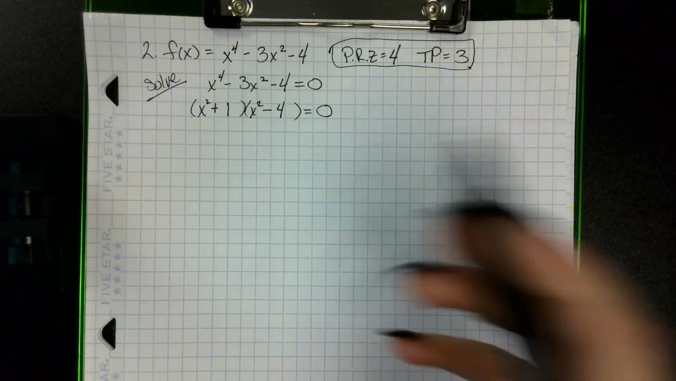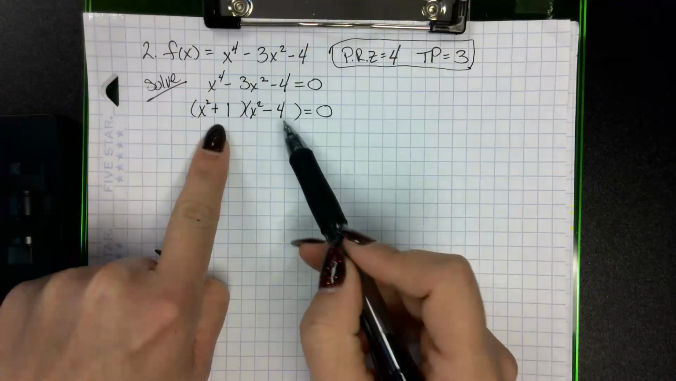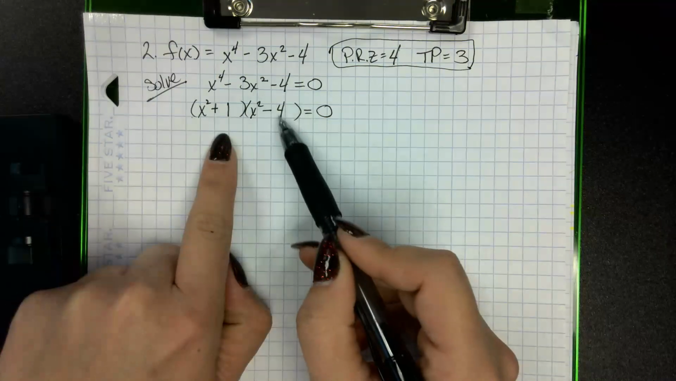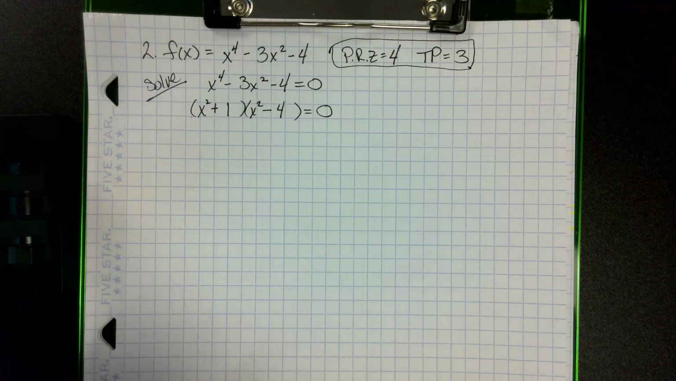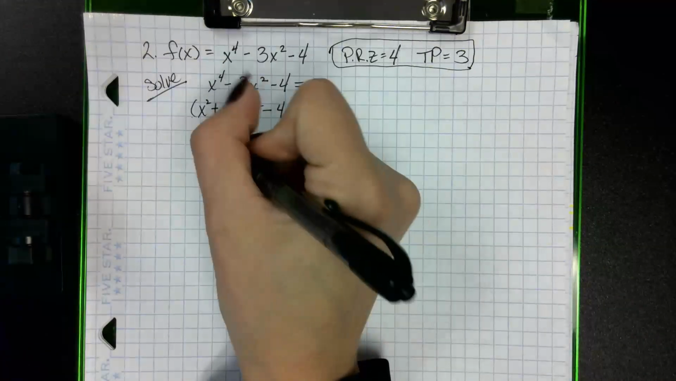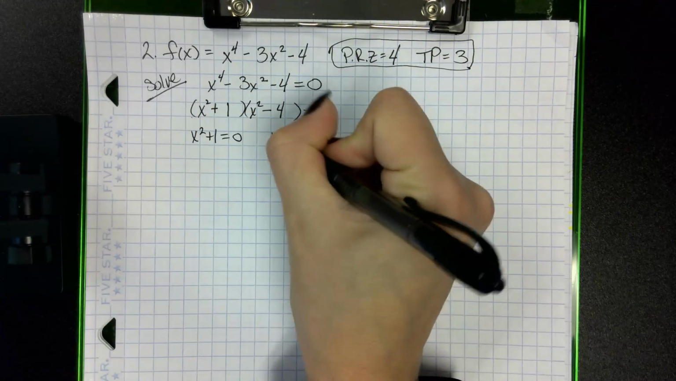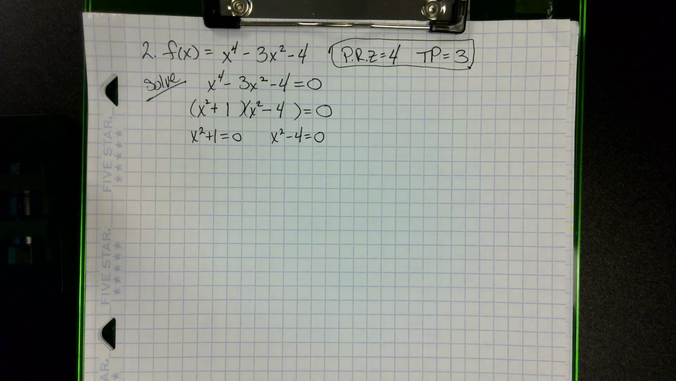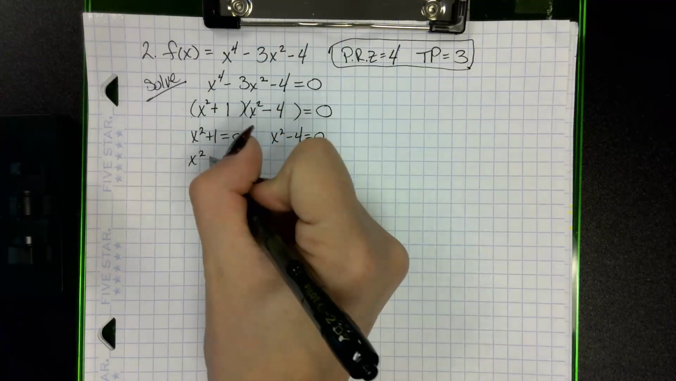I could do a quick check on this. X squared times x squared does give me x to the 4th. And positive 1 and negative 4 gives me negative 4 if I multiply. And if I add to the middle, I have negative 4 plus 1 is negative 3. That works. So I have factored. Now I need to solve. To solve, I set each factor equal to 0. So I have x squared plus 1 equals 0. And I have x squared minus 4 equals 0. To solve, I subtract 1. So I have x squared equals negative 1.